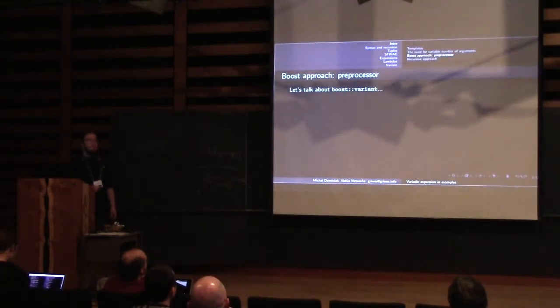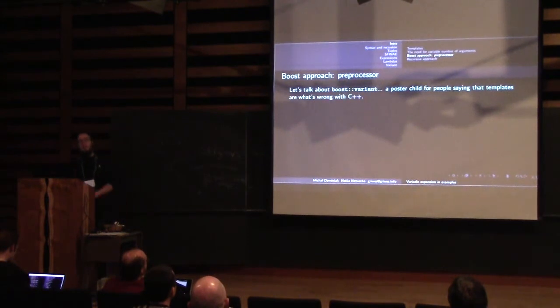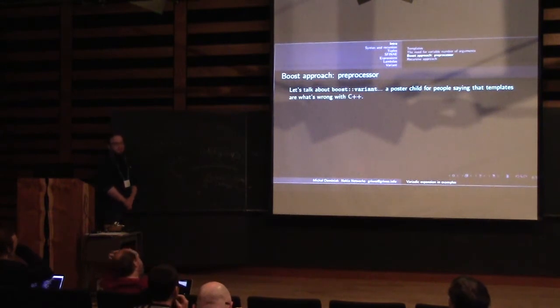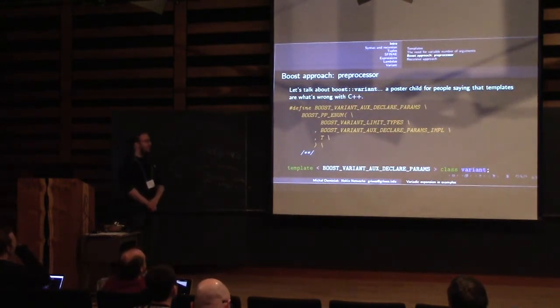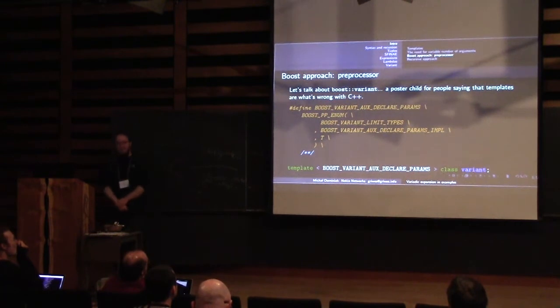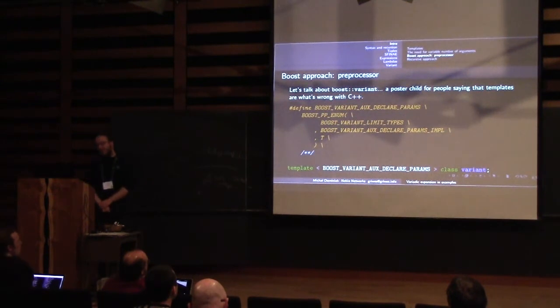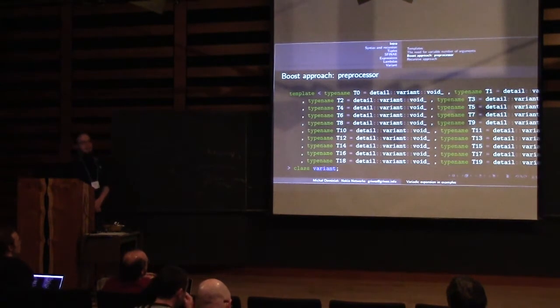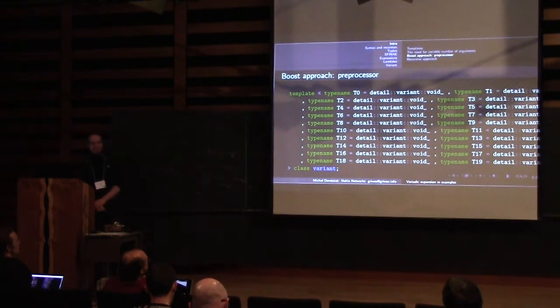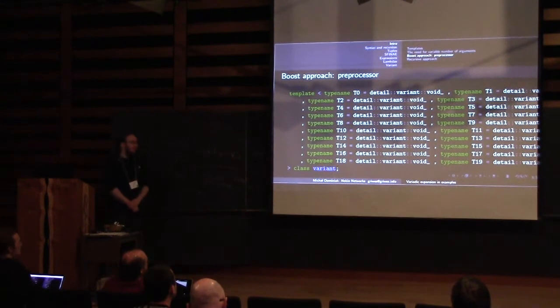So there is an implementation of variant in Boost, and many people don't like it very much. Here's the declaration of Boost variant. I don't know how many of you can actually read Boost preprocessor. It's not very nice, and it expands to something like this. I didn't even bother trying to fit it on the slide. It generates a lot of problems when you are trying to read error messages involving Boost variant.